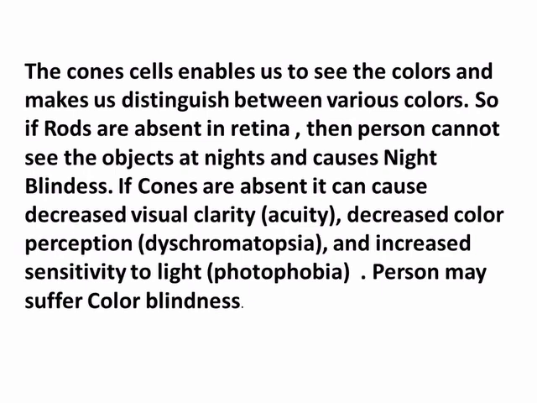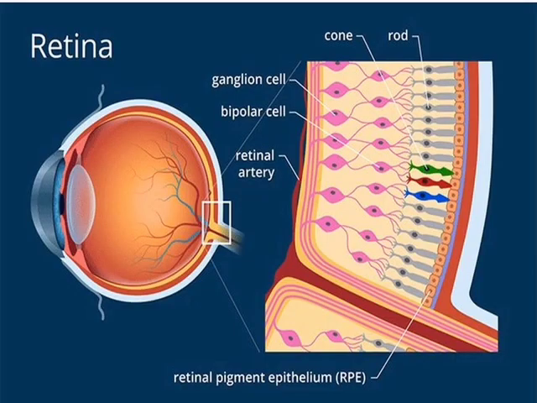If rods are absent in the retina, then a person cannot see objects at night, which causes night blindness. If cones are absent, it can cause decreased visual clarity, decreased color perception, and increased sensitivity to light, called photophobia. A person may suffer color blindness. This is the picture of the retina. You can see cone cells and rod cells.